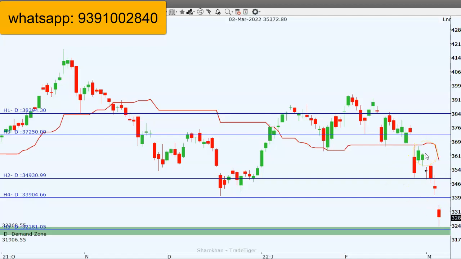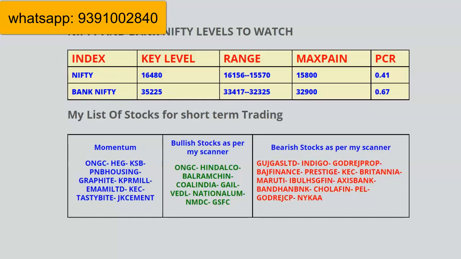But for intraday, I'll give the levels for how we have to trade Bank Nifty futures and Nifty futures. And we'll see the range and key levels for the Nifty and Bank Nifty. Key level for Nifty is 16,480, Bank Nifty 35,225, and Nifty range 16,156 to 15,570, and Bank Nifty 33,417 to 32,325. Very important is Nifty PCR. It is below 5, so some bounce we can expect in the index.